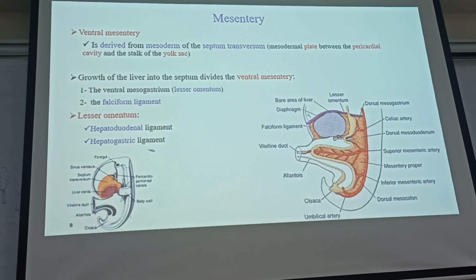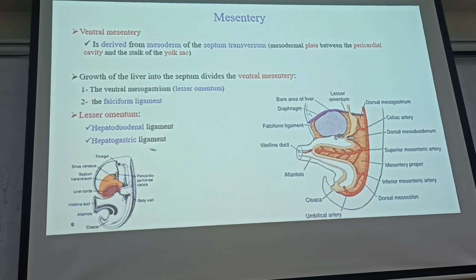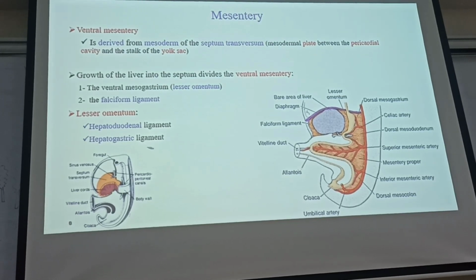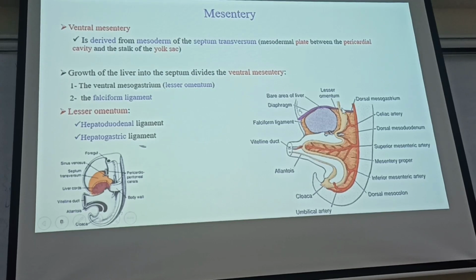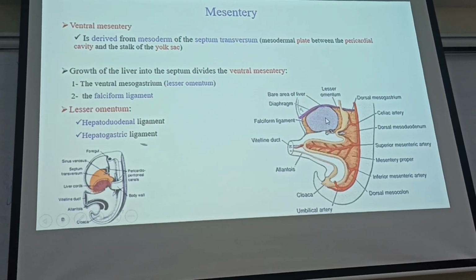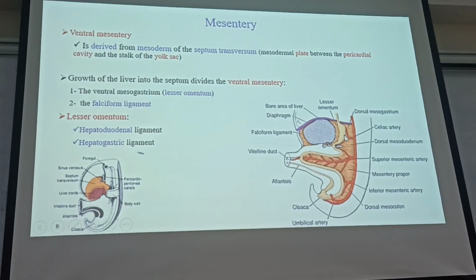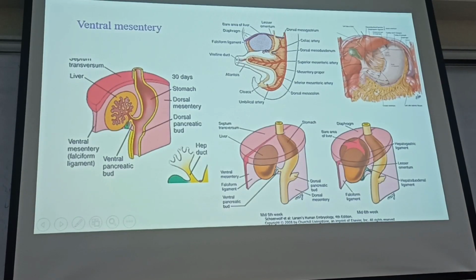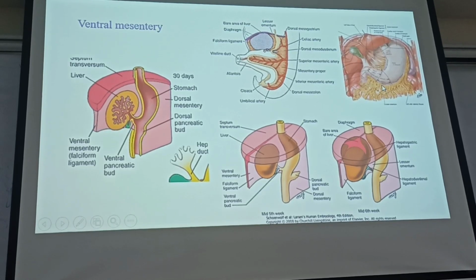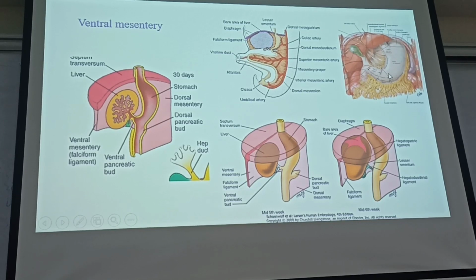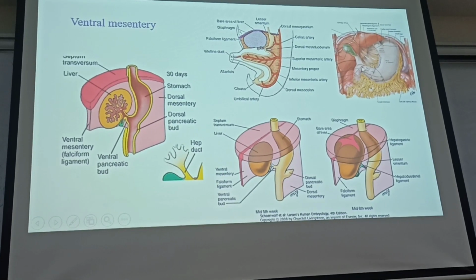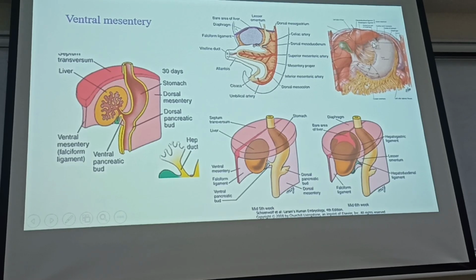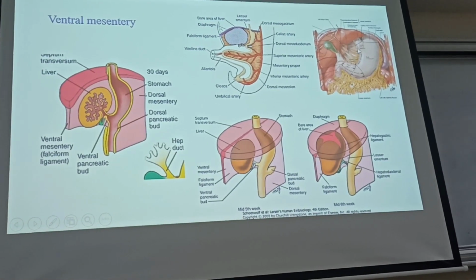Lesser omentum is a part of peritoneum that is located between the stomach, the first part of the duodenum, and the liver. Okay? Stomach is here, first part of the duodenum is here, and liver is here. Between three organs: stomach, first part of the duodenum, and liver. Anatomically, lesser omentum is located between three organs.